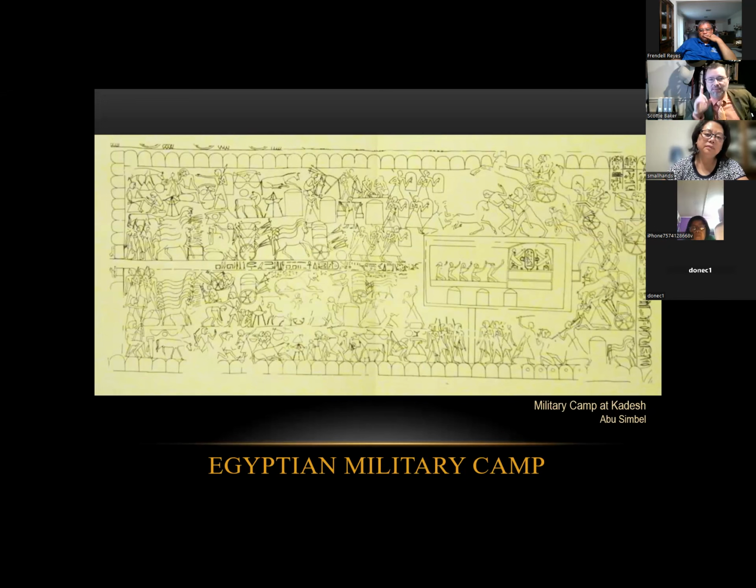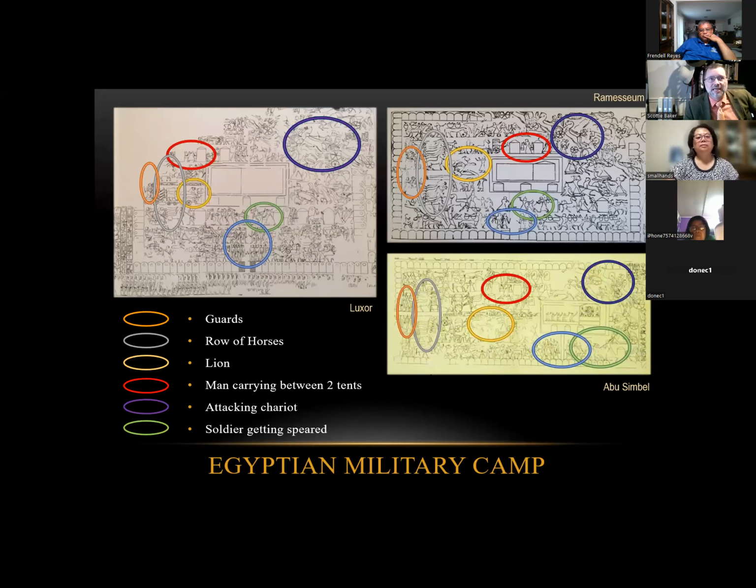Interestingly, this same image appears in other places. It appears at the Luxor temple. It also appears at Abu Simbel. It's also at Karnak, actually, on that wall that I'm working on. It's on that wall kind of behind some of the later images. But something you can notice is that no matter what you look at, they're all the same thing. So look at that red circle, for example. That red circle at Abu Simbel has a man carrying two things between two tents.